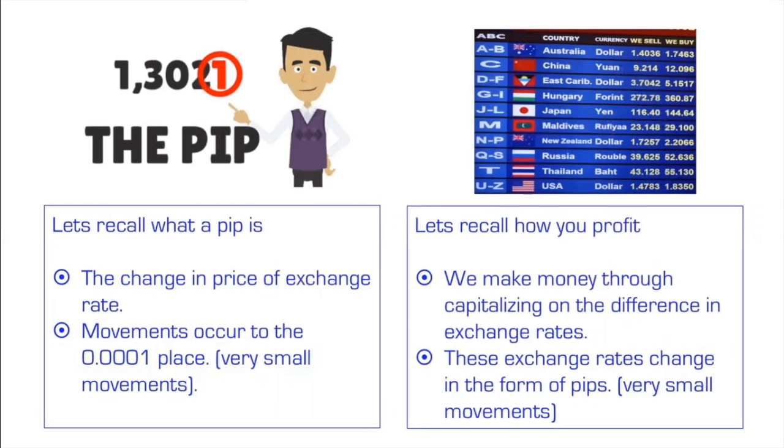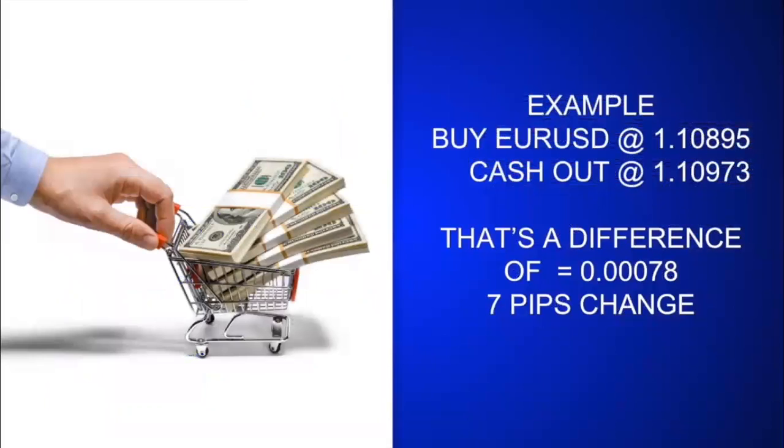Let's also recall how you profit. Remember, you're buying and holding. So you're capitalizing on the difference in exchange rates. You buy an exchange rate at a certain price, and then you turn around and sell it at a different price. These exchange rates change in the form of pips. That's how we measure it, similar to how we measure time in minutes. In order to make some money, you're going to have to purchase a large amount of units of currency. Remember, guys, you're purchasing rates, units of currency in the form of pips. So you'd have to purchase a large amount of currency.